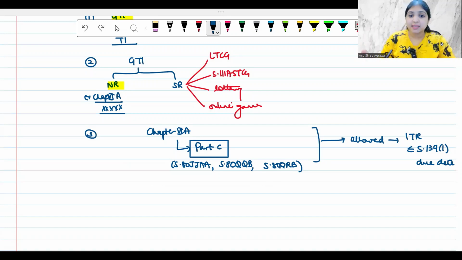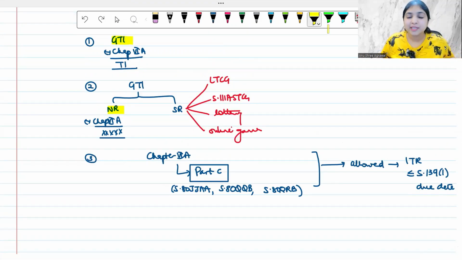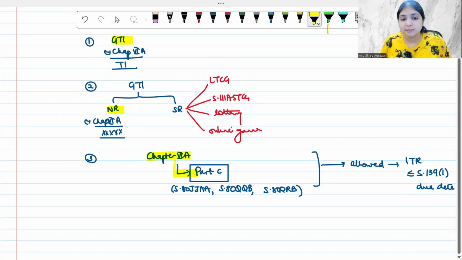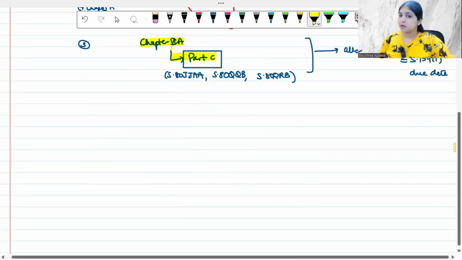Till here clear? Yes, these were our three preliminary discussions under Chapter 6A. Point number one, Chapter 6A is allowed against GTI. Point number two, Chapter 6A is allowed only against normal rate income and not against special rate incomes. And point number three, if you have Chapter 6A Part C deductions, I will let you enjoy these deductions only and only if your assessee has filed his income tax return within the 139(1) due date.